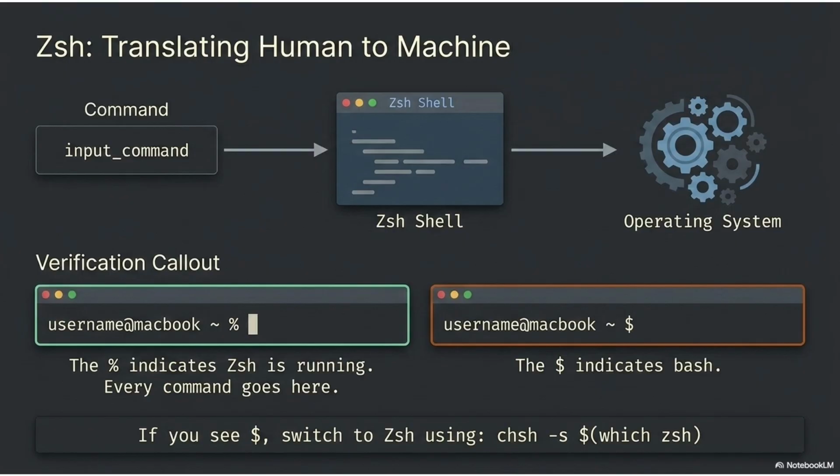In this course, we're going to be assuming that you use Zsh throughout. All examples, all commands, all troubleshooting is written for the Zsh environment. If your prompt shows the $ instead of the modulo or the %, switch before proceeding.